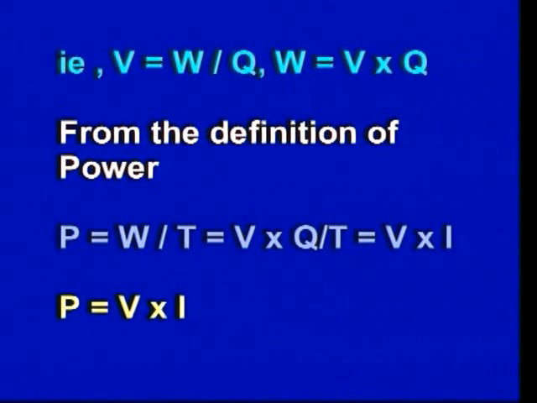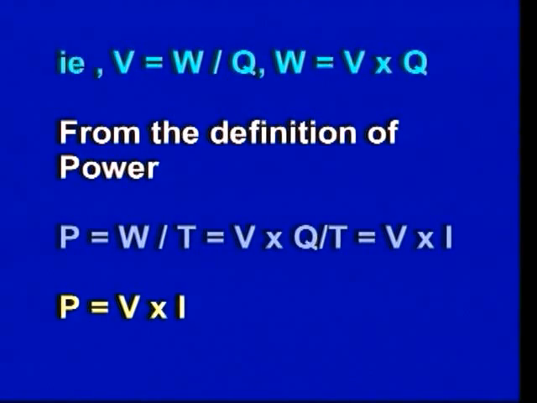And now from the definition of electric current, we know that electric current is equal to charge flowing per unit time, that is I is equal to Q by T. So we replace the Q by T with I. So finally the formula for power is V into I. Hence electrical power is defined as the product of potential difference and current.